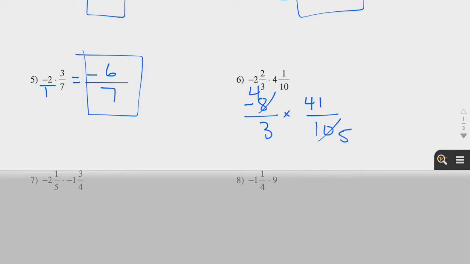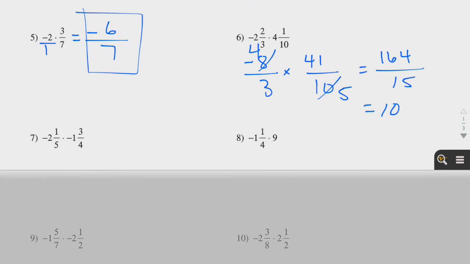We multiply straight across, we get 4 times 41 is 164, divided by 3 times 5 gives us 15. 15 goes into 164 10 times. 10 times 15 is 150. 164 minus 150 gives us 14 left over, 15. And 10 and 14/15 is our final answer.